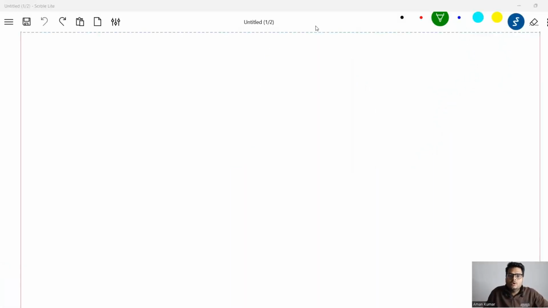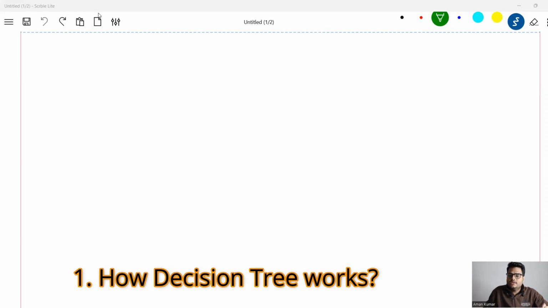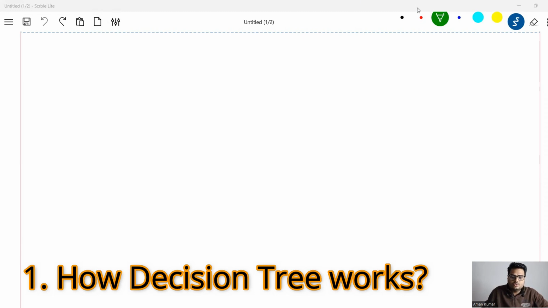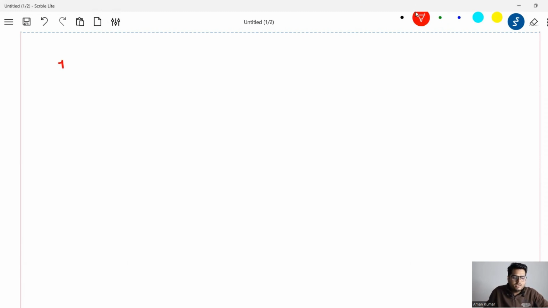Let's go ahead and try to understand all the questions one by one. So guys, I'm going to tell you what questions you can expect. Okay? The very first question that you can expect is how does a decision tree work. The moment the interviewer asks you this, you have to explain various things.